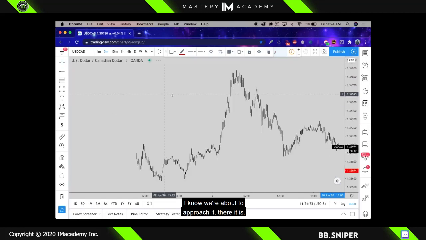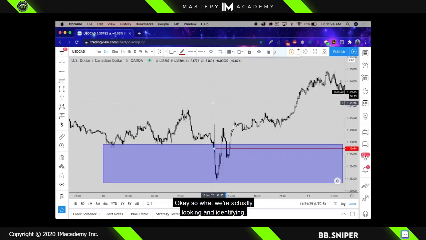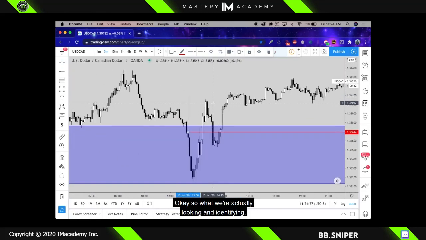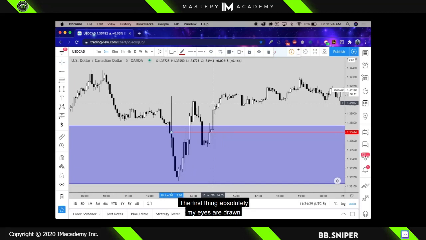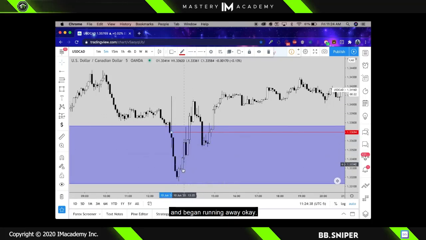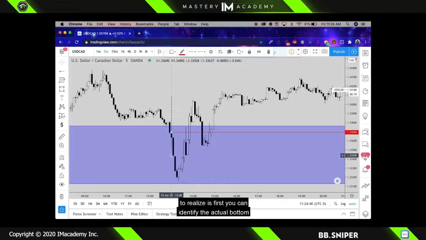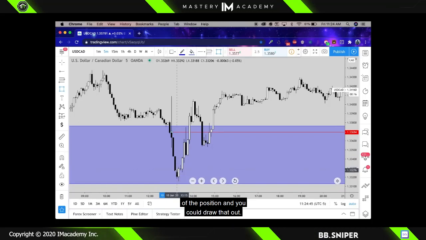I know we're about to approach it. There it is. Okay, so what we're actually looking and identifying. The first thing absolutely my eyes are drawn to is this area right in here. Okay? We can see that the institution set the move and began running away. Okay? Now, one thing I want you guys to realize is first, you can identify the actual bottom of the position and you can draw that out.